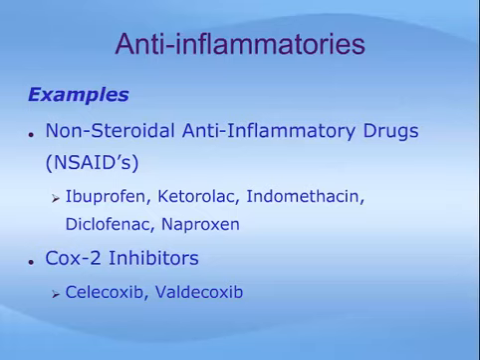There are 2 main classes of anti-inflammatory drugs: the non-steroidal anti-inflammatory drugs, or NSAIDs, and the COX-2 inhibitors. Examples of NSAIDs include ibuprofen, such as Motrin, Advil, and Nuprin, ketorolac, or Toradol, indomethacin, or Indocid, diclofenac, such as Voltaren and Arthrotec, and naproxen, such as Naprosyn or Aleve. Examples of COX-2 inhibitors include celecoxib and valdecoxib, which go by the brand names Celebrex and Bextra, respectively.